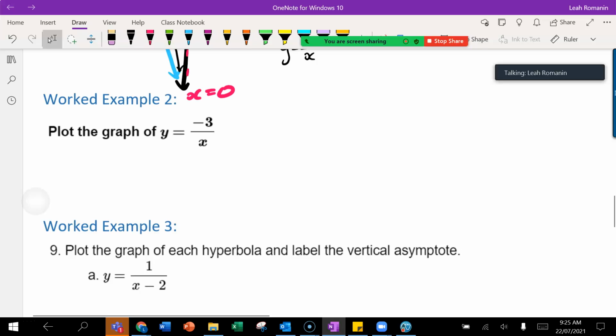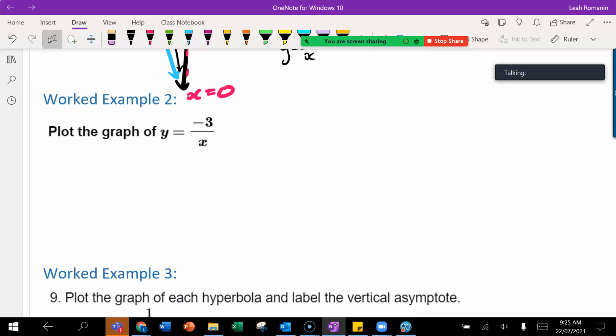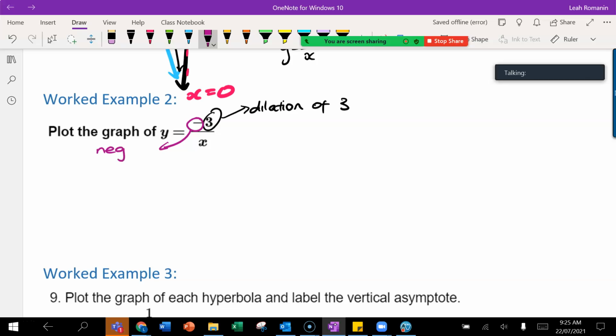Okay, so our next example, we have the 3 on top. So the dilation factor of 3. So I'm going to be a little bit further away from the origin than a normal graph. I also have this negative here, which tells me that it's going to be reflected. And then I don't have a translation. So I'm not moving left or right.